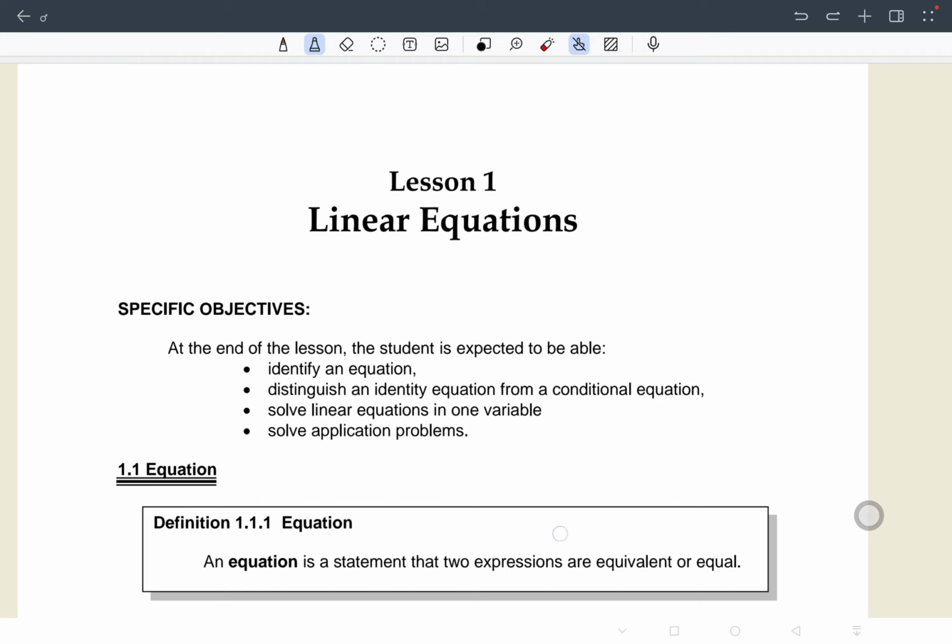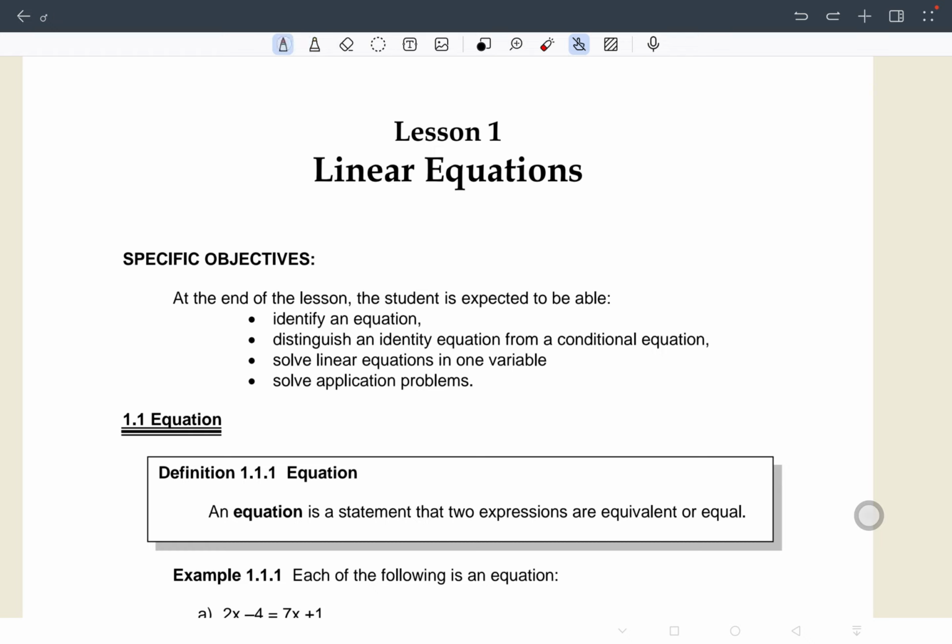Our objectives for this lesson, first is to identify an equation. Second, at the end of this lesson, you're expected to distinguish an identity equation from a conditional equation. So ano ba ang identity equation? Ano rin ba ang conditional equation? Third is to solve linear equations in one variable. And fourth, solve application problems on linear equations.